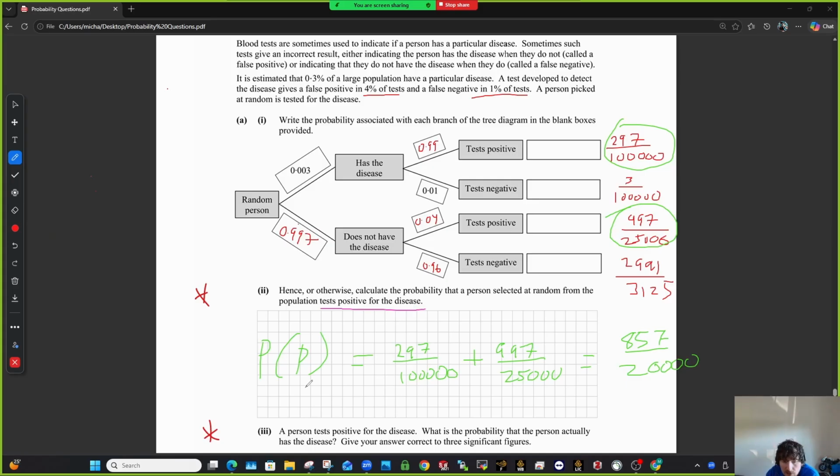Anyways, we're going to read part 3 here. A person tests positive for the disease, right? So that's kind of a given in a way. What is the probability that the person actually has the disease? Okay. So this is what I'm on about actually.